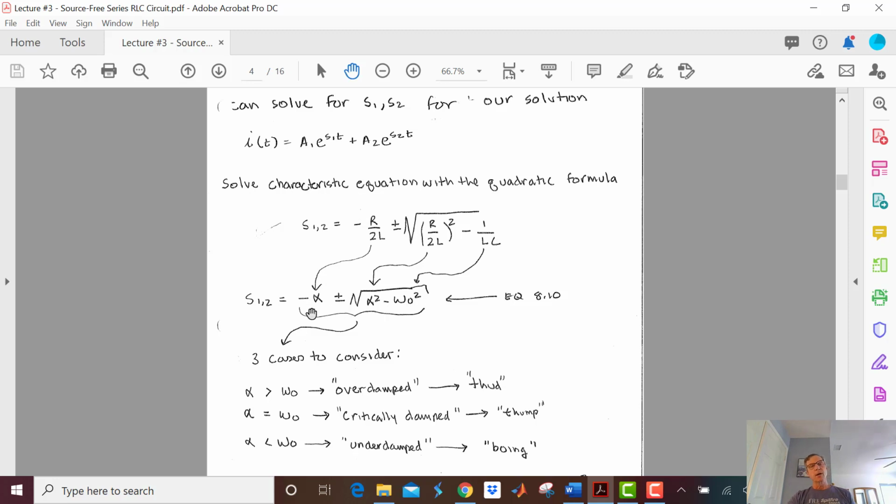For example, a year after taking this class, you won't remember what R over 2L is. You'll have to go back to the book or my lectures to see that. But you'll know what alpha means, and you'll know that if alpha is greater than omega naught, you get a Thud, and if it's less than omega naught, you get a Boing, because those are your toadstools.